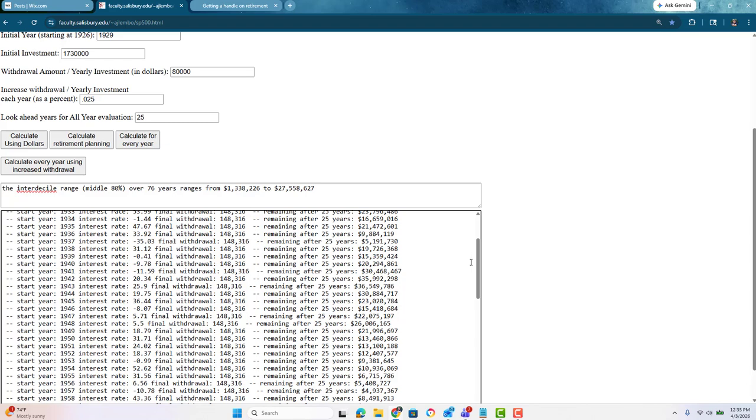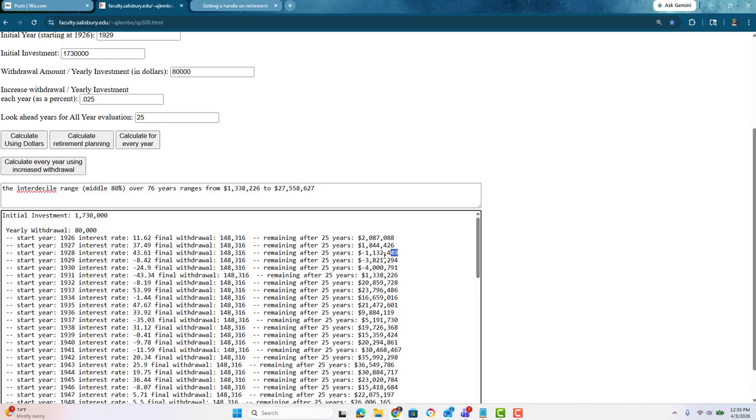So in this case, I don't want to necessarily look at what's the lowest return and what's the highest. I wanted to look at the middle 80%. Now, there's 76 different years where I can have a 25-year look ahead to see how the S&P 500 would have done with 1.7 million, taking out $80,000 a year and increasing it by 2.5%. And that means that's going to range from 1.3 million to 27.5 million. That's sort of the middle, the fat part of your curve.